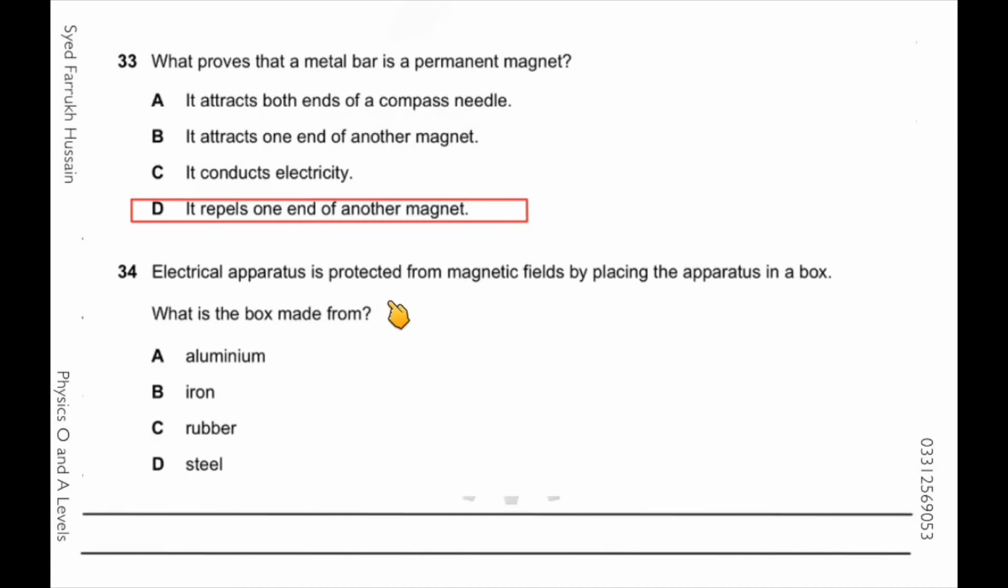Electrical apparatus is protected from magnetic fields by placing the apparatus in a box. What is the box made from? It should be of iron.